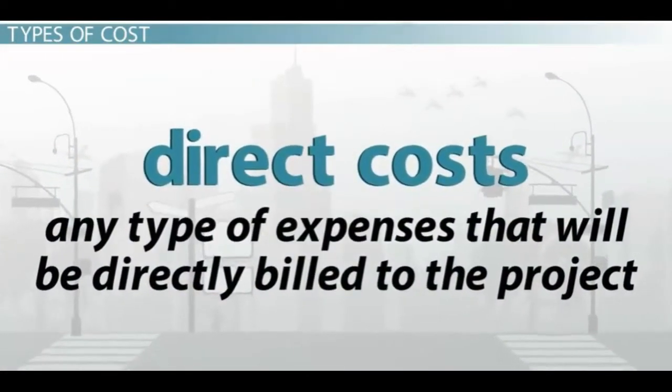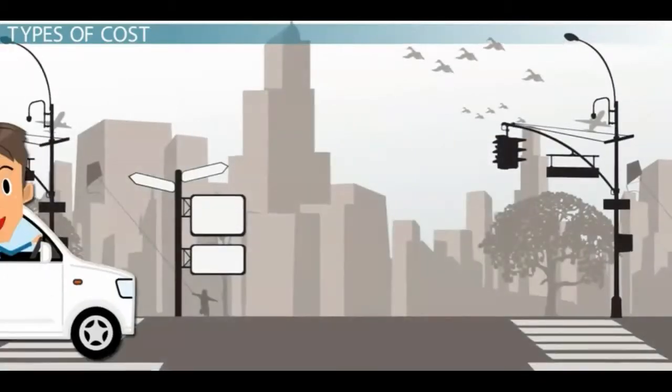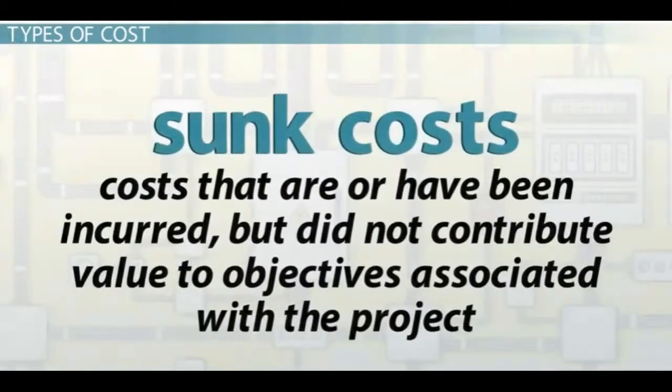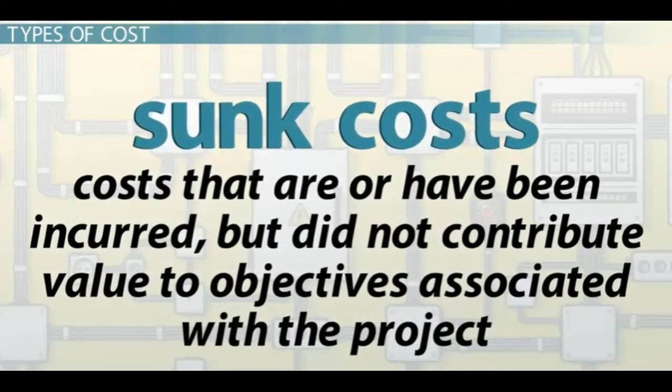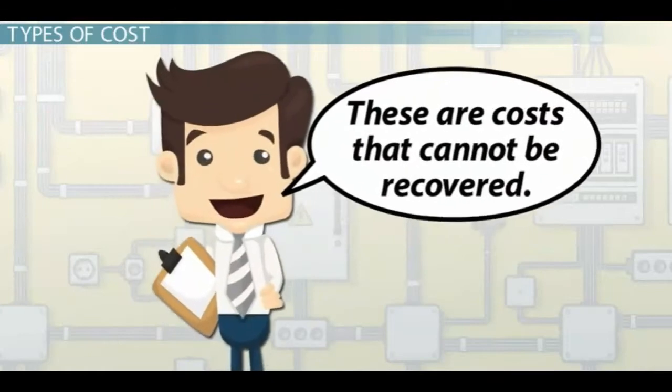Direct costs are any type of expenses that will be directly billed to the project, such as travel expenses for the project team members. Sunk costs are costs that are or have been incurred but did not contribute value to objectives associated with the project. These are costs that cannot be recovered.